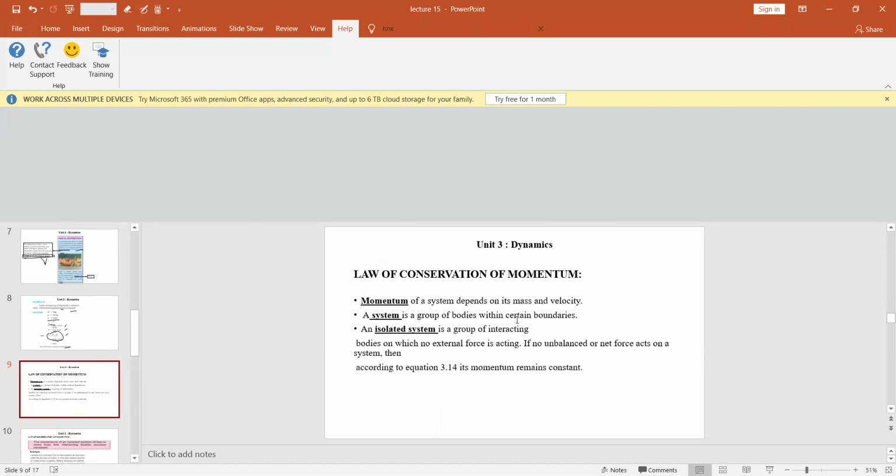Now, the law of conservation of momentum. Before going to this main topic, I just want to clear these terms, which are very important. Momentum. You all know about momentum. Momentum is the product of mass and velocity. System. System is new to you, right? A system is basically made up of two or more bodies. When two or more bodies are involved, it makes a system. It means it makes a group.